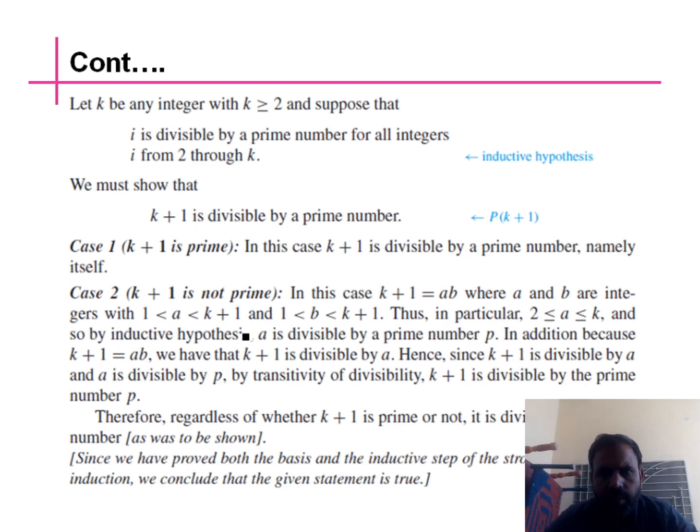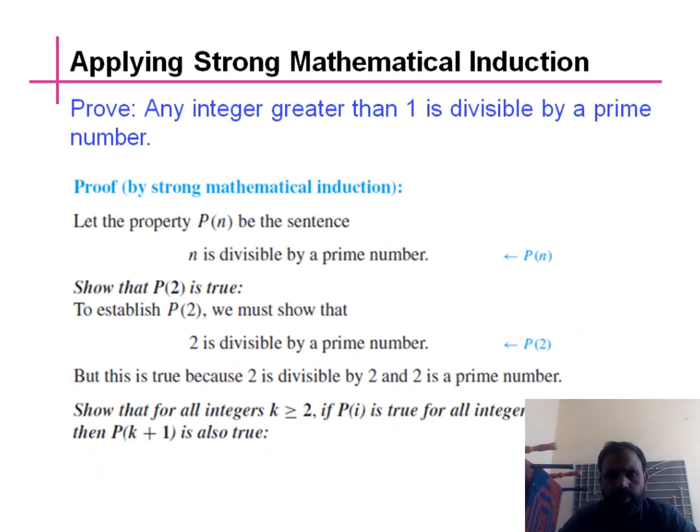And so by the inductive hypothesis, a is divisible by a prime number p. In addition, because k plus 1 is equal to a times b, we have that k plus 1 is divisible by a. And since k plus 1 is divisible by a, and a is divisible by p, by the transitive property of divisibility, k plus 1 is divisible by the prime number p. Therefore, regardless of whether k plus 1 is prime or not, it's divisible by a prime number. This was to be shown.